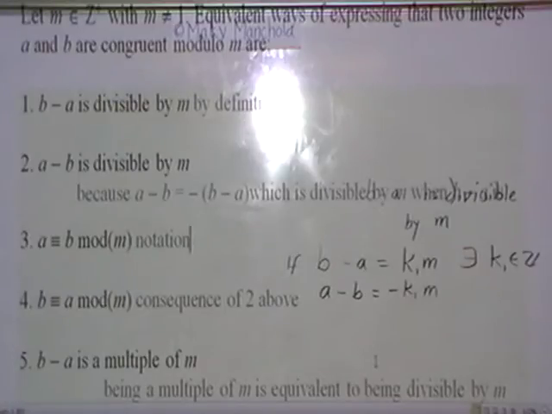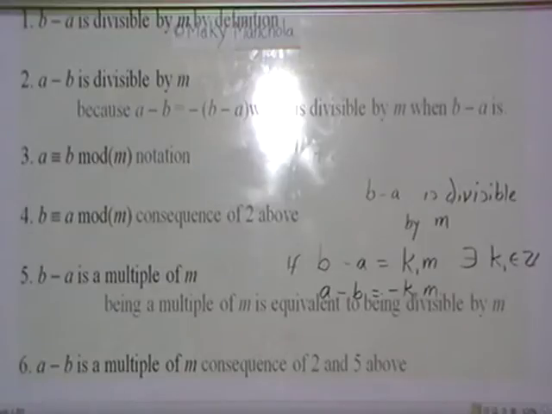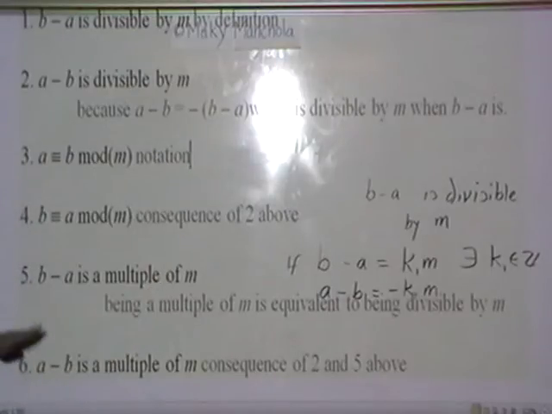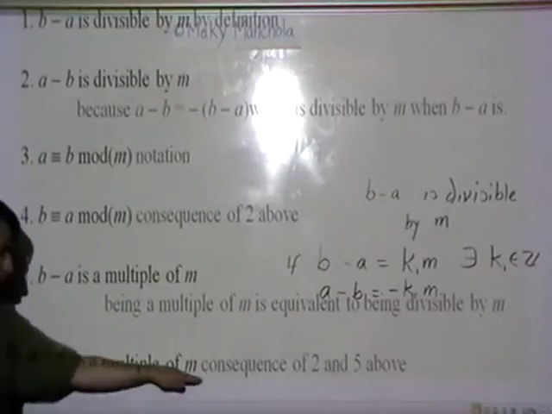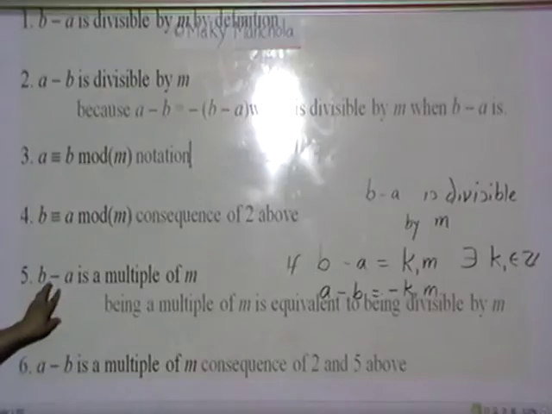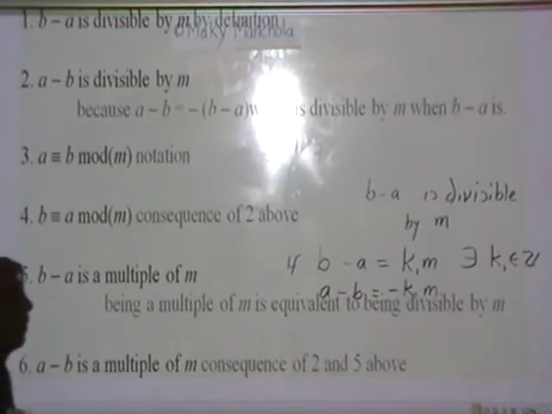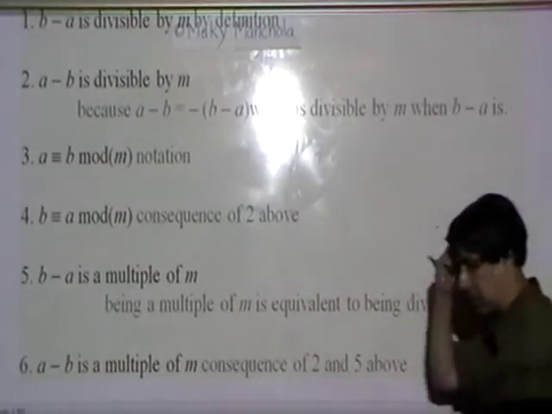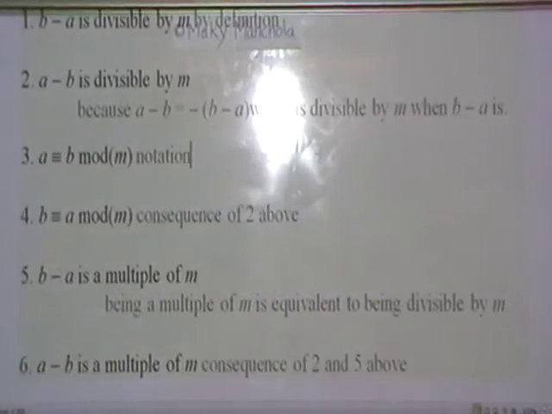Another way of saying that a and b are congruent mod m is by saying that b minus a is a multiple of m, because being a multiple of m is the same as being divisible by m. Another equivalent way of saying that a and b are congruent mod m is by saying a minus b is a multiple of m. You just exchange the roles here and use property 2 in this list. So let's keep these equivalent ways of expressing that a and b are congruent modulo m so that we can use them when needed.